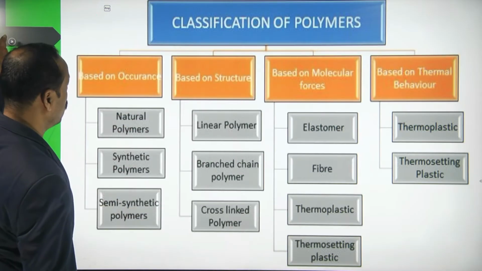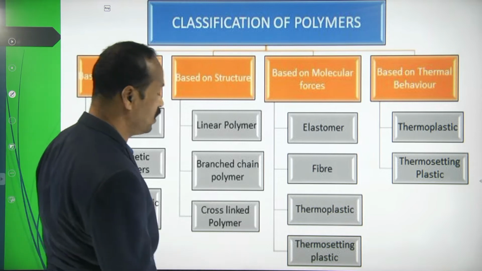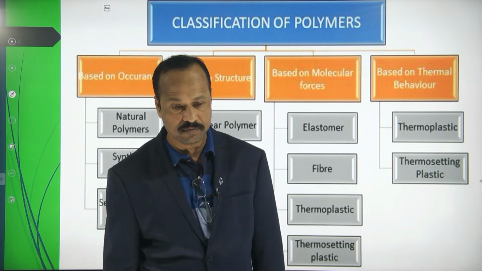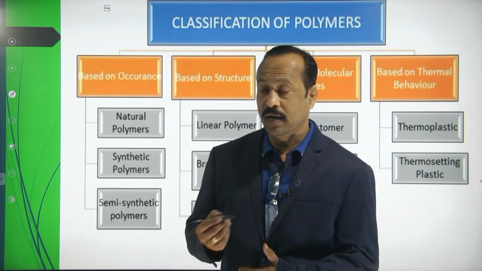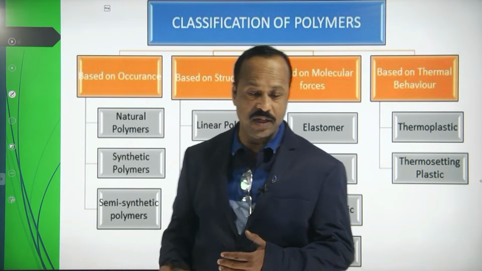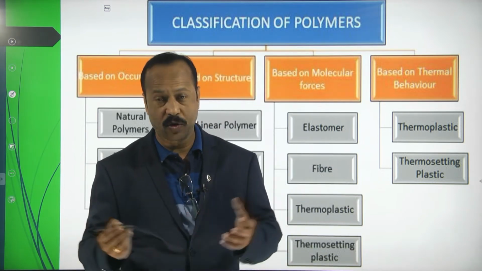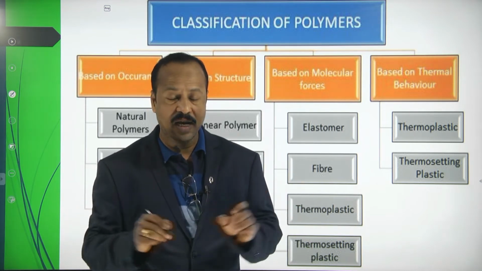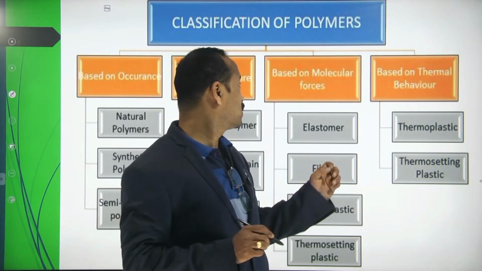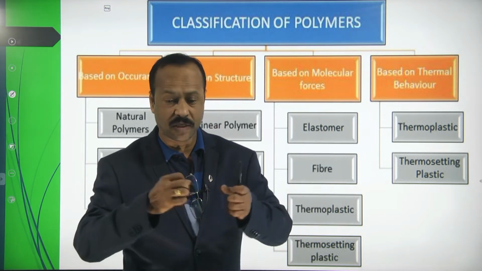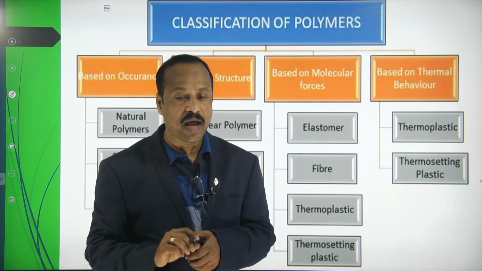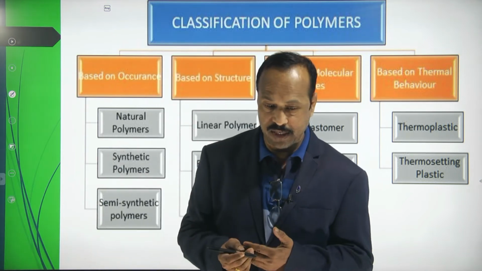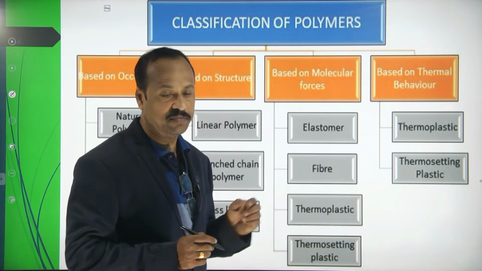Right. Now, see, these are the classifications of polymers. Polymers can be classified in many different ways. They are classified based on the occurrence, meaning how they are available; based on the structures, like linear, cross or branched; based on molecular forces, the force of attraction between the molecules; and based on the thermal behavior, meaning how they behave with heat. So, there are many types of classifications.